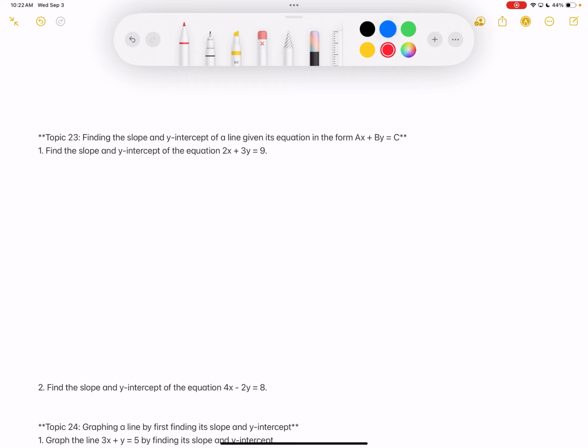If it says to find the slope and the y-intercept of this one, if I ask you what's the slope of this one, what would you say? Close. So yeah, I've been saying the slope is the number in front of x, but that only works when it's in y equals mx plus b. You have to put it in y equals mx plus b first to find the slope.